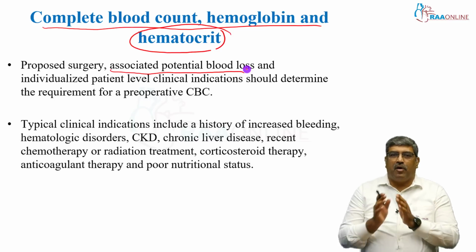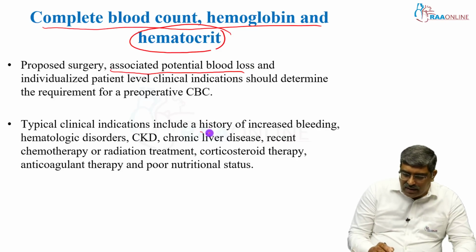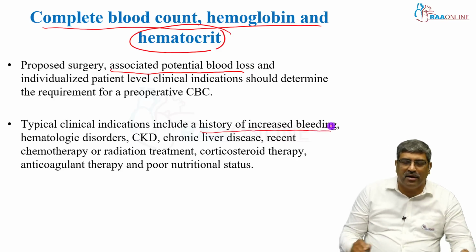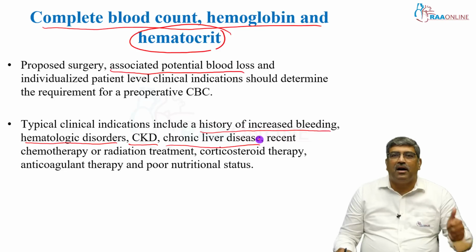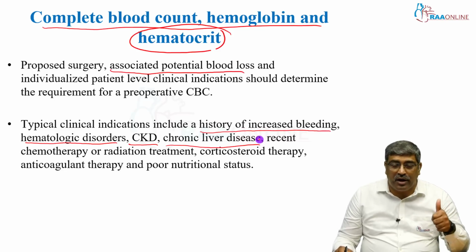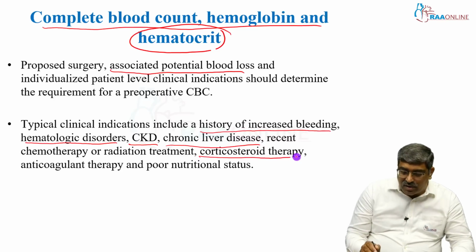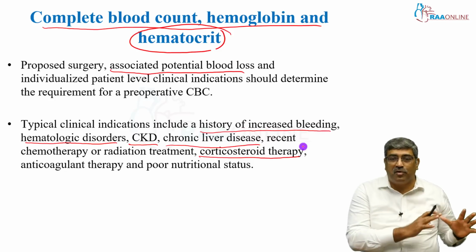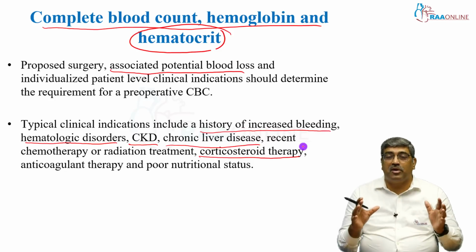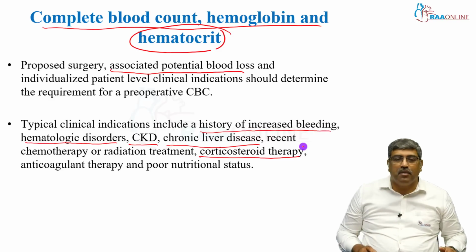Typical indications for CBC, hemoglobin and hematocrit include history of increased bleeding, hematological disorder, chronic kidney disease, chronic liver disease, recent chemotherapy or radiation therapy which can cause myelosuppression, corticosteroid therapy, patient prone for infection, anticoagulant therapy, patient prone for bleeding, and poor nutritional status which causes anemia. These are all the typical indications for complete blood count.